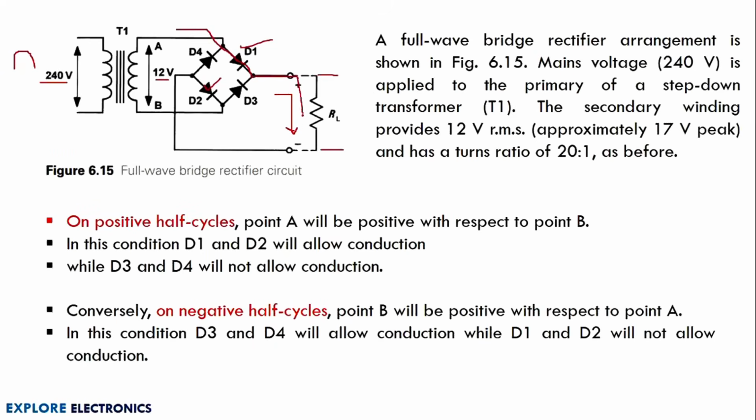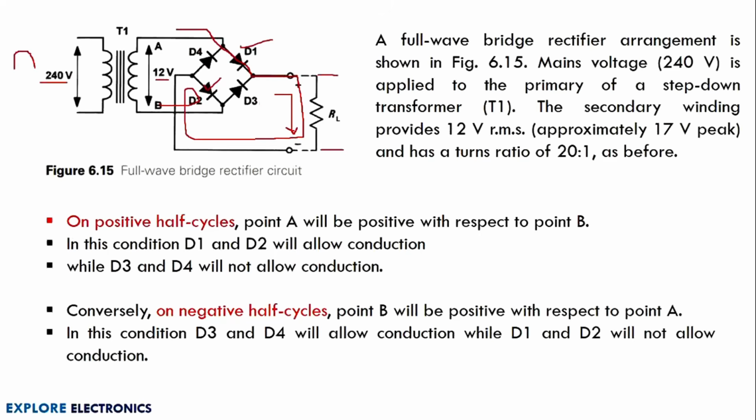So you can observe here, this is the path it is going to take to reach the P point when the positive half cycle of the input is given. And what about D3 and D4? They are reverse biased and there is no conduction in D4 and D3.